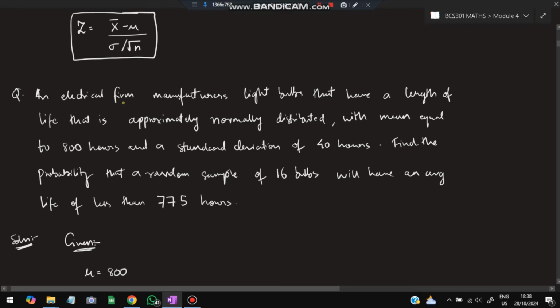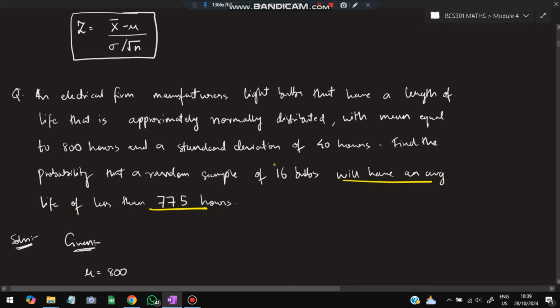The first one is, an electrical firm manufactures light bulbs that have a length of life that is approximately normally distributed with a mean equal to 800 hours. So they are giving us the mean value of the population. Because they haven't given the random sample here, it's directly given as 800 hours. So this is the mean of the population, which is the nu value, and a standard deviation of 40 hours. So sigma value is given to us as 40. Find the probability that the random sample of 16 bulbs will have a life of less than 775 hours.